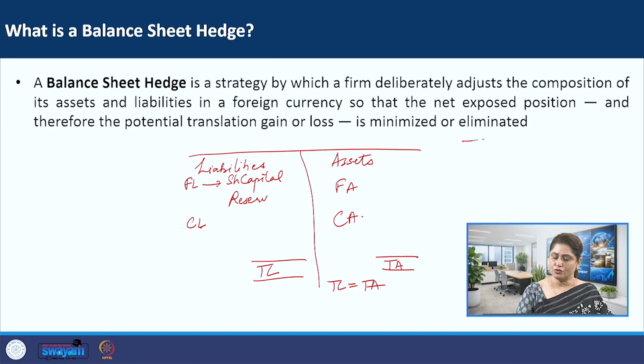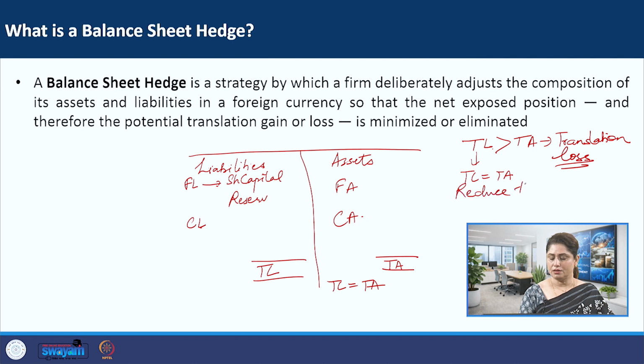But when the total of liabilities becomes greater than the total of assets, then there is a translation loss. And this needs to be managed because in order to equate total liabilities with total assets, we will have to reduce the reserve, and hence there is going to be some loss when we reduce the reserve.